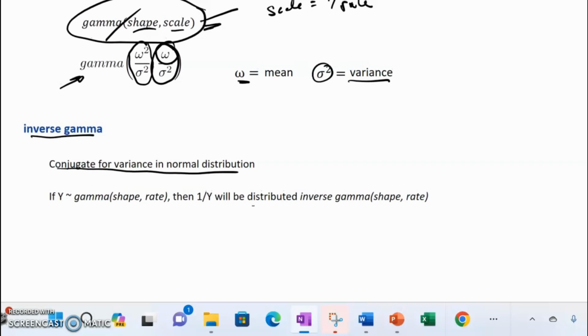Don't need to worry about this whole lot, but the basic idea is that we've got some random variable that has a gamma distribution parameterized by shape and rate. If we take the inverse, if we take 1 divided by uppercase Y, then that's going to have an inverse gamma distribution that's also going to be parameterized by shape and rate. So those provide just an overview of some of the distributions that we're going to use this week.